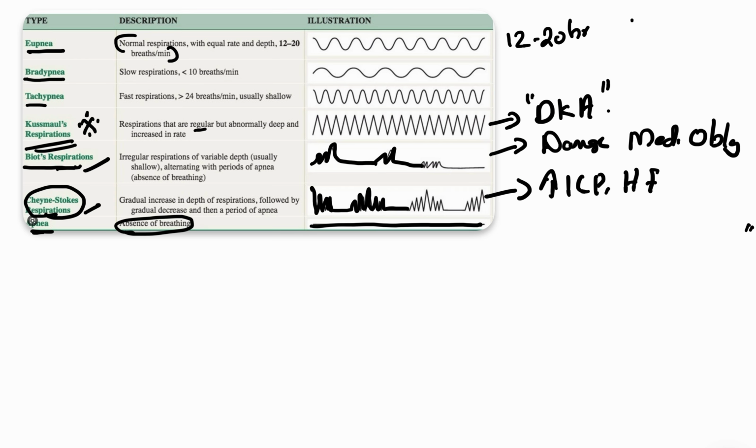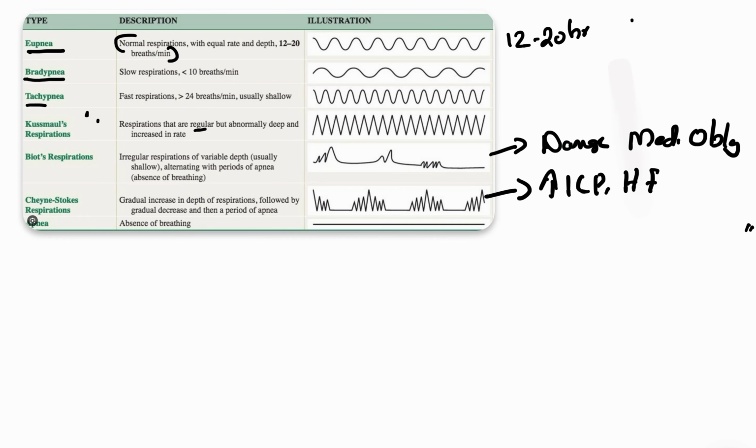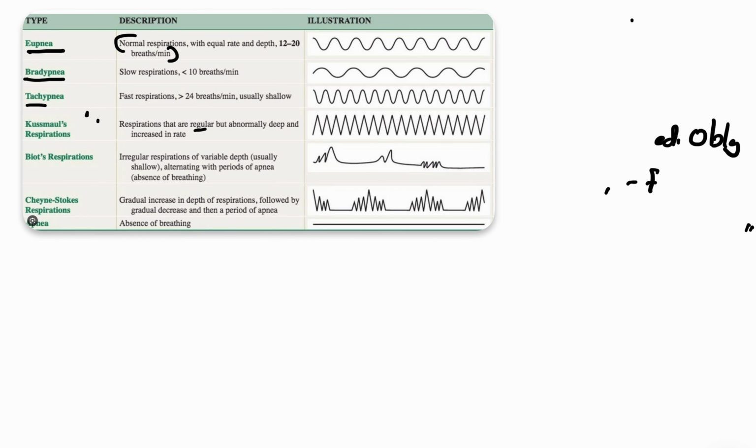Other than that, we studied in this session about the types of respiration. Most important things are Kussmaul respiration, Biot's respiration, and Cheyne-Stokes respiration. Kussmaul respiration is seen in diabetic ketoacidosis. Biot's respiration is seen when the patient has got any damage in the medulla oblongata of the brain, and Cheyne-Stokes respiration is seen if the patient has increased ICP or heart failure.